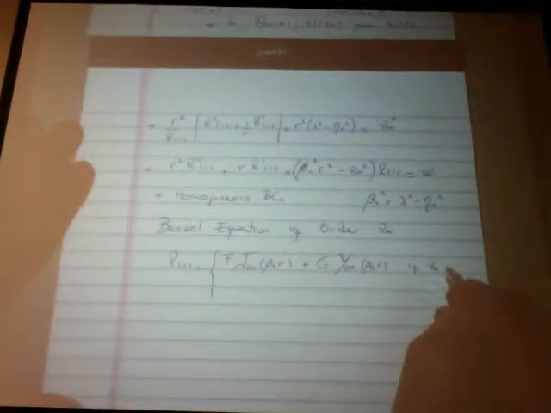If nu m is different than an integer, it's F J nu m beta n r plus G J minus nu m beta n r. I'm sorry, this is if it's different than an integer, and the other is if it's equal to an integer. Okay, those are the Bessel functions of the first and second kind of order nu m.